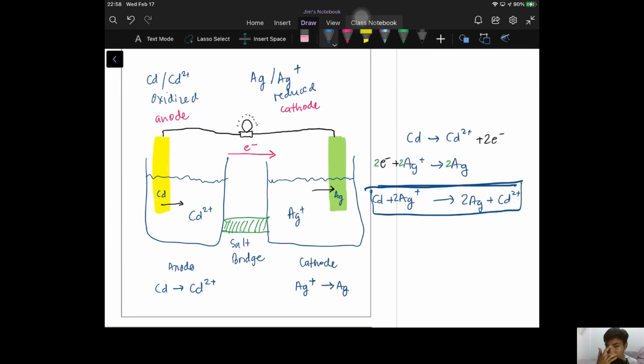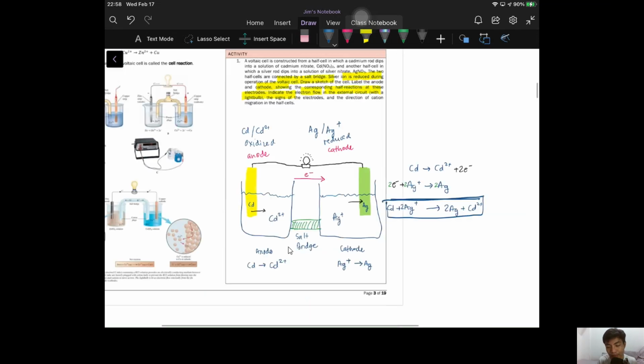Again, ang flow ng electron ay from oxidation to reduction. Kasi yung oxidation, it will lose electrons. Saan mapupunta yung electron nun? Papunta sa kabila, sa cathode. Okay? So, yan.